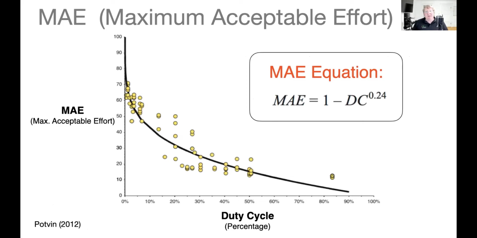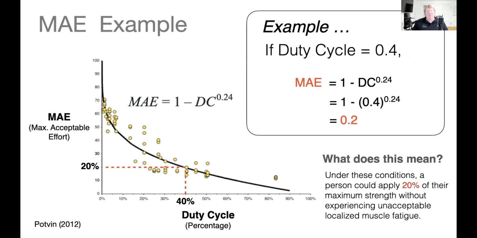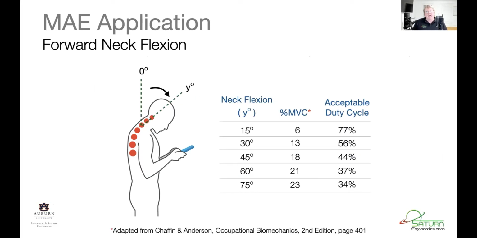Using Dr. Potvin's MAE equation, if we know duty cycle, for example, a 0.4 duty cycle, we can see that the MAE, or maximum acceptable effort, is 20%. So it's okay to use 20% of your maximum strength for 40% duty cycle. Now, how do we apply that to smartphone ergonomics? We look at the risk factor of forward neck flexion. If we look at that posture, for different degrees of neck flexion, the further you look down, you use a greater percentage of your maximum strength of your neck muscles. And the acceptable duty cycle decreases accordingly.